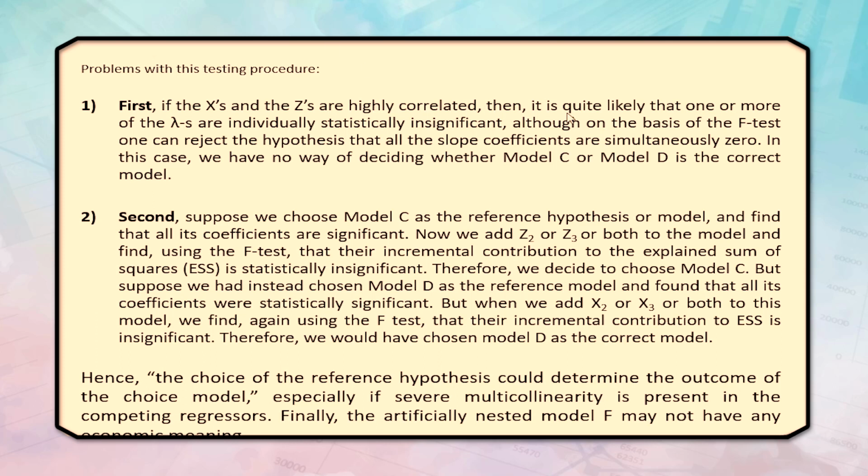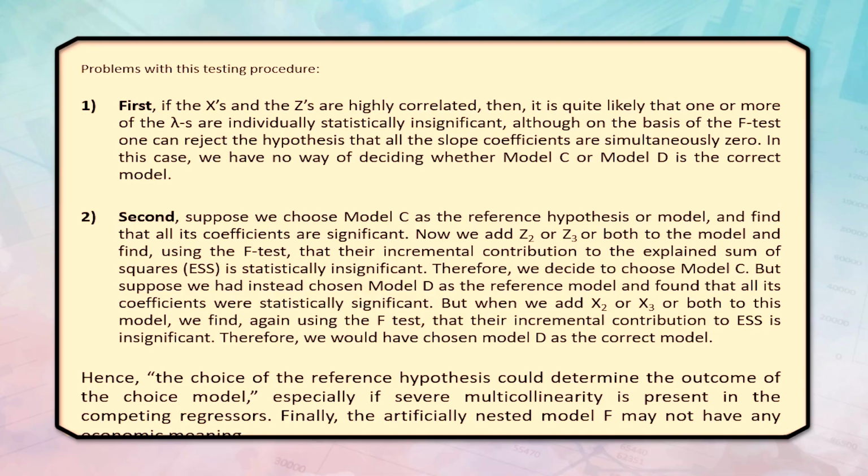So, in this case, if they are highly correlated, quite likely that one or more of the lambdas are statistically insignificant. Although on the basis of the F test, one can reject the hypothesis that all the slope coefficients are simultaneously 0. That means, as a package it is acceptable, but for the individual components we are not very sure which of the components are relevant. So, therefore, when we test for the individual components lambda 2, lambda 3 or lambda 4, lambda 5, then we are not going to be very sure which one to actually accept or reject, given the nature of multicollinearity.